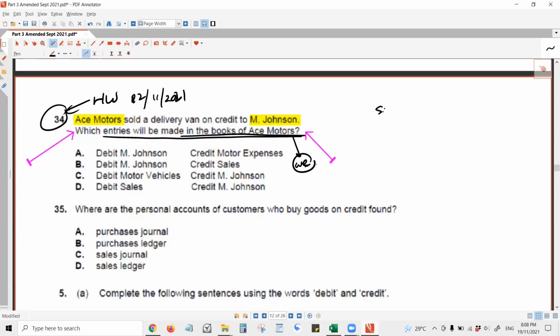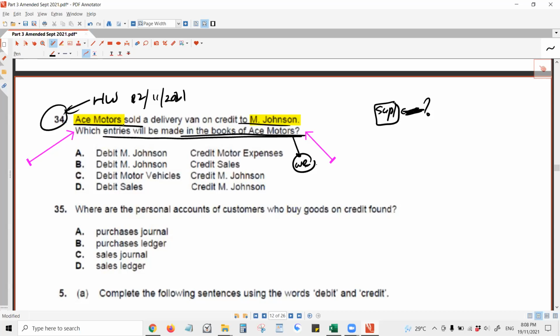Next, determine whether you are a supplier or customer. So read this sentence. Ace Moto sold to M. Johnson. We are supplier. Step by step, okay? Then you can get the answer. We are Ace Moto, we are supplier.